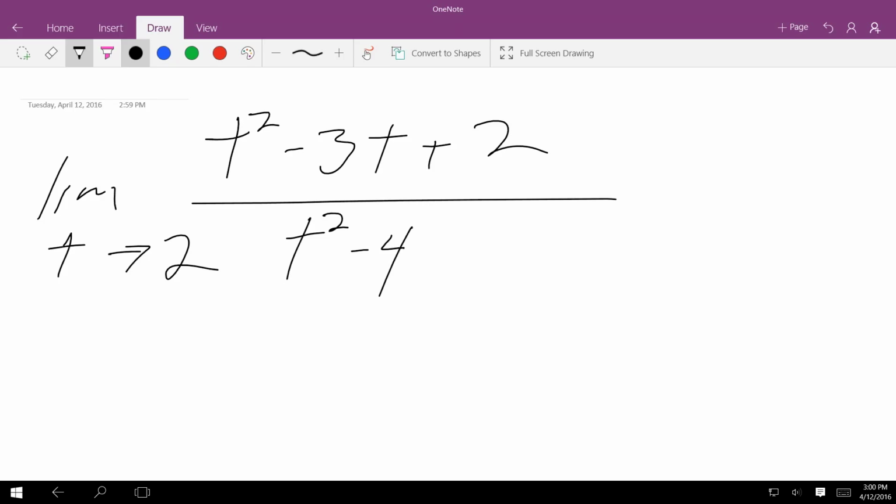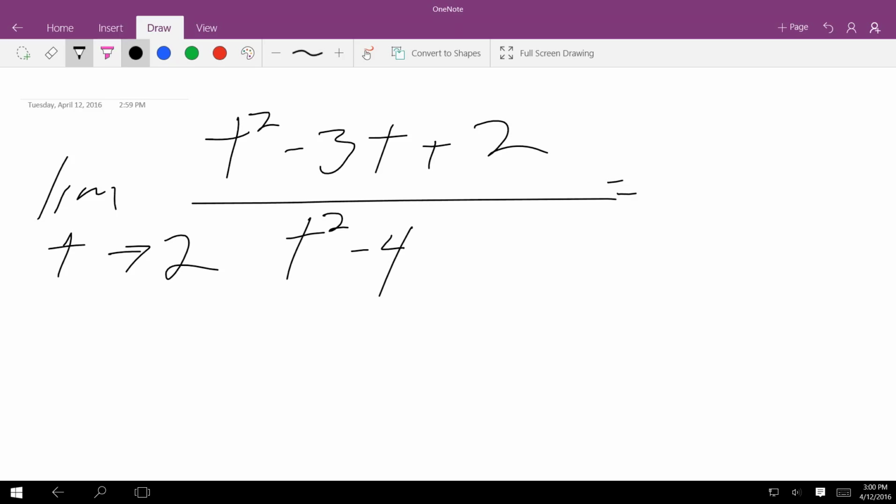So the secret on these, first thing, is to try to factor. There are other types of problems like this where the solution is not necessarily factoring. But if you see a quadratic, you can almost bet that it needs to be factored.